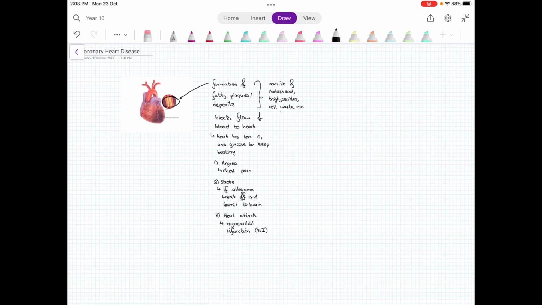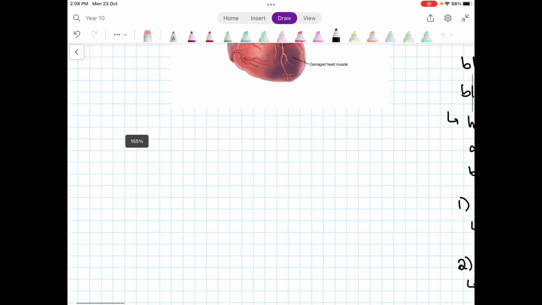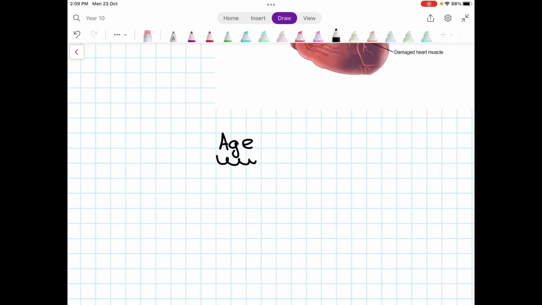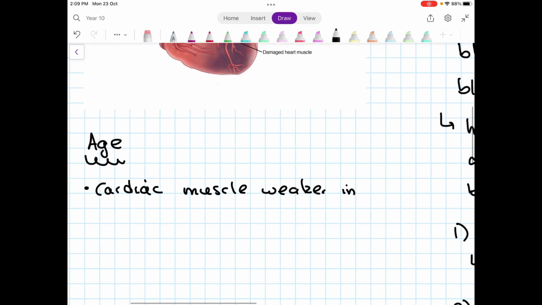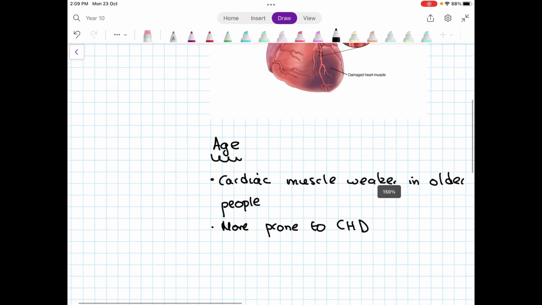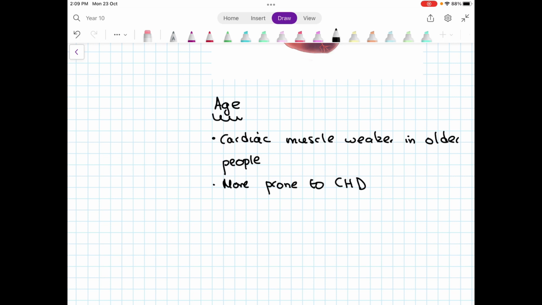So let's take a look at some of the risk factors which increase the risk of people developing coronary heart disease. First of all, age plays an important role, and this is because as we get older, our cardiac muscle typically becomes weaker, so people are more prone to CHD. And CHD is the shorthand for coronary heart disease.